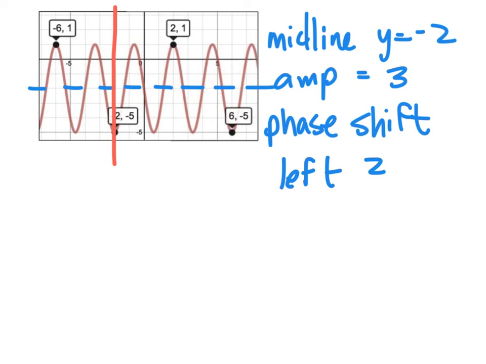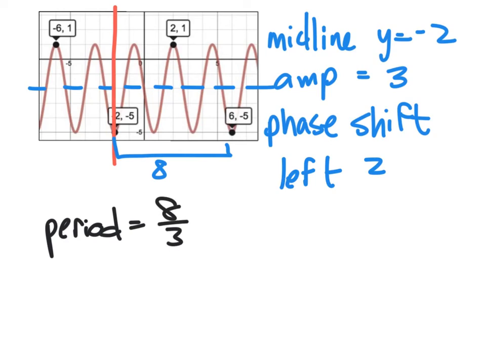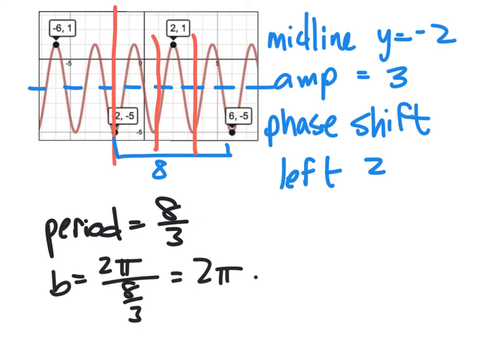So the way I'm going to approach this is look at the points that I do know. From -2 to 6, this is 8 units. And within those 8 units, I have 1, 2, 3 whole periods. So the period is just 8 over 3. And that's just because these 8 units can be divided evenly into 3 periods. So, since b is equal to 2 pi over the period, so over 8 over 3, that's just 2 pi times 3/8, which is going to be 3 pi over 4.